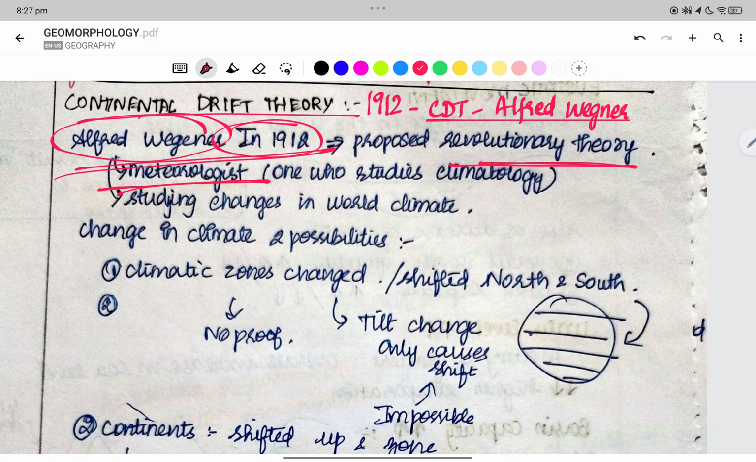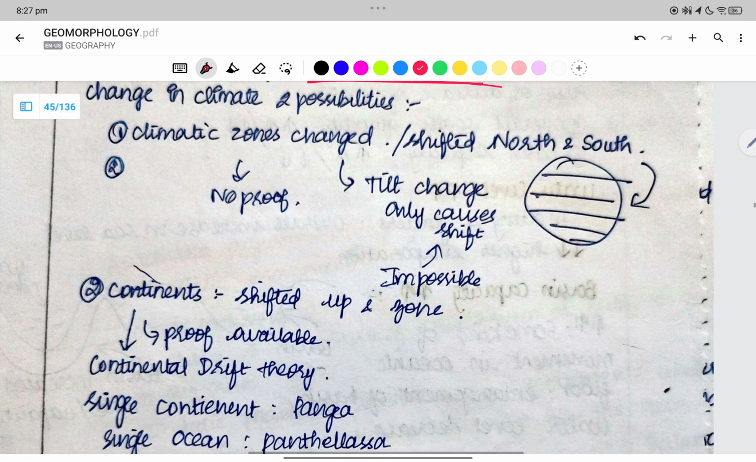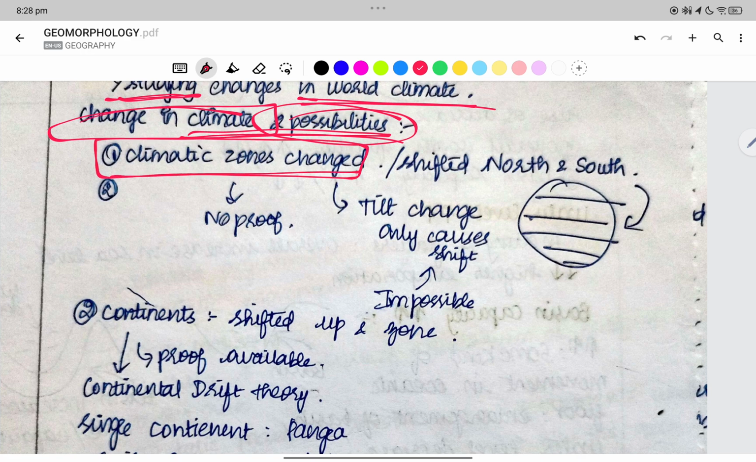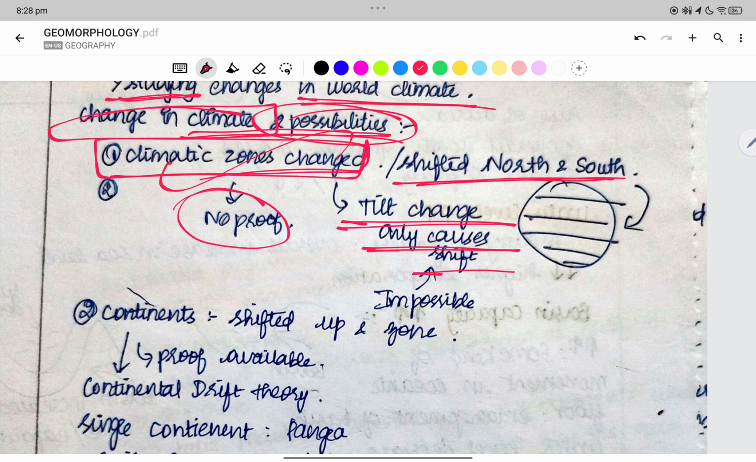He was a meteorologist, one who studies the climate, right? Studying changes in the world climate. Changes in the climate are due to two possibilities. When does the climate change? Climatic zones are changed. We have no proof, because only a tilt change could cause such a shift, shifted north or south, right?